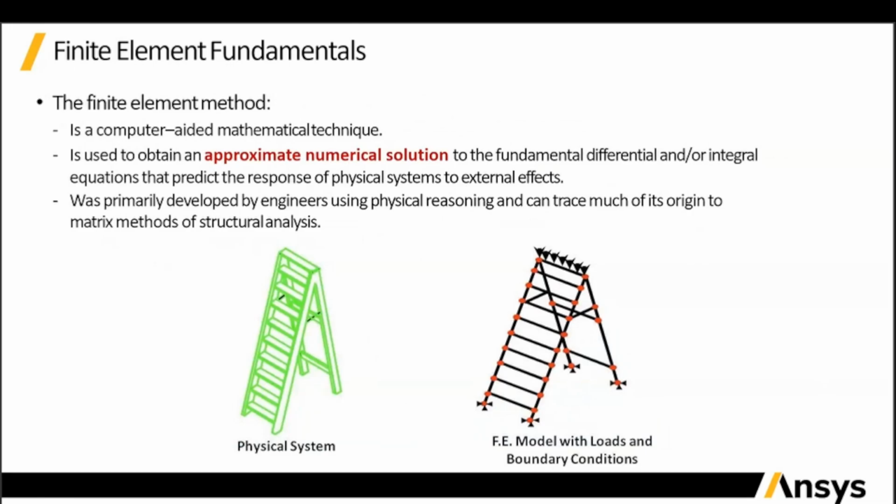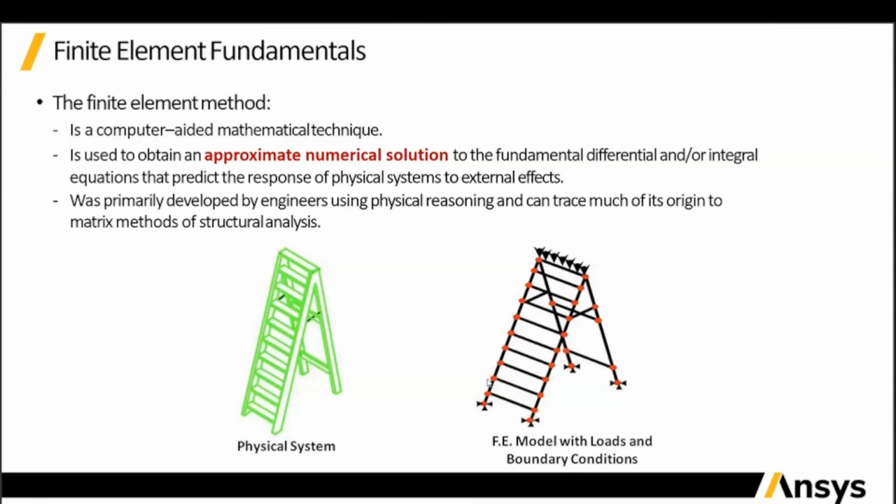This FEA method was preliminarily developed by engineers using physical reasoning and can trace much of its origin to matrix methods of structural analysis. So look at this example below. This is a ladder, right? This is the physical system, shown in green color. What happens when you convert this physical system into the finite element model? Basically, you divide this whole system into a number of elements. Now the steps of the ladder are converted into line elements.